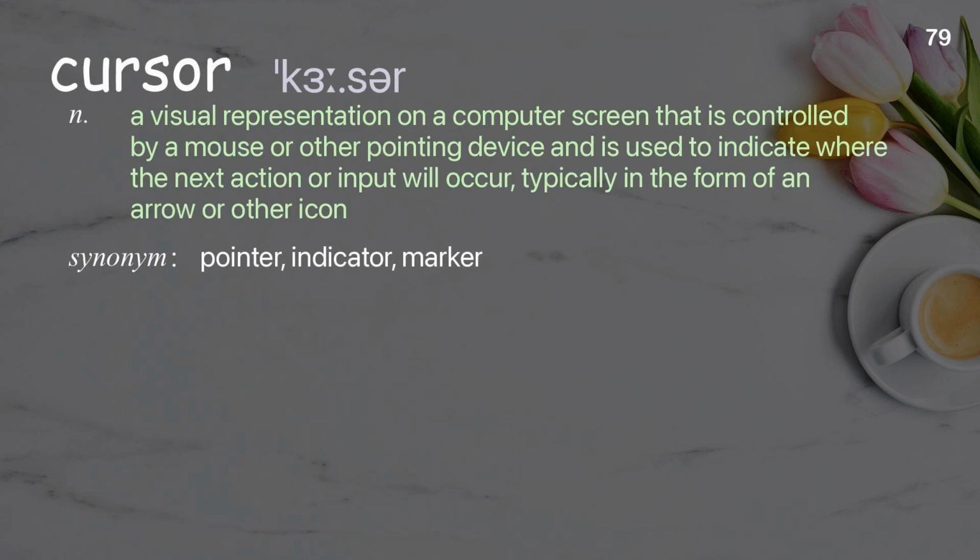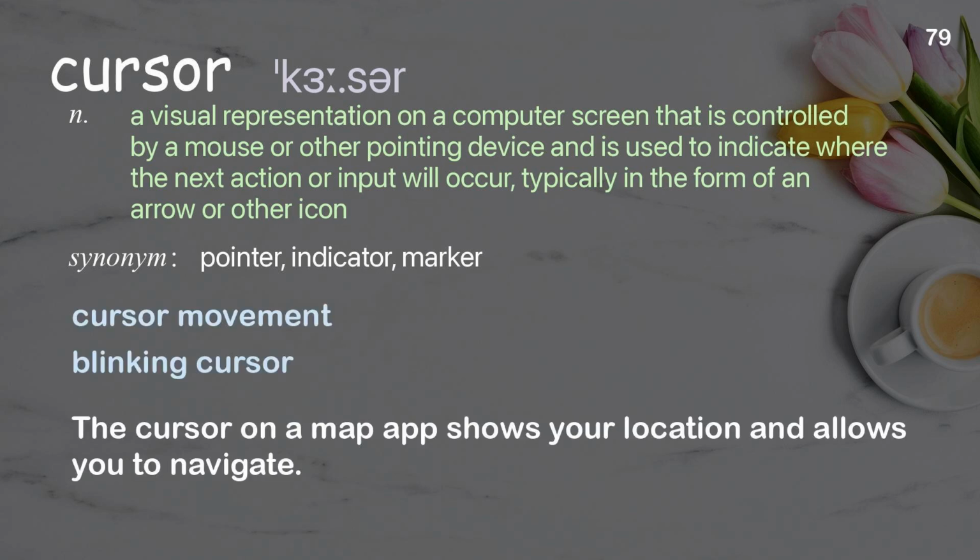Cursor: A visual representation on a computer screen that is controlled by a mouse or other pointing device and is used to indicate where the next action or input will occur, typically in the form of an arrow or other icon. Examples: Cursor movement, blinking cursor. The cursor on a map app shows your location and allows you to navigate.